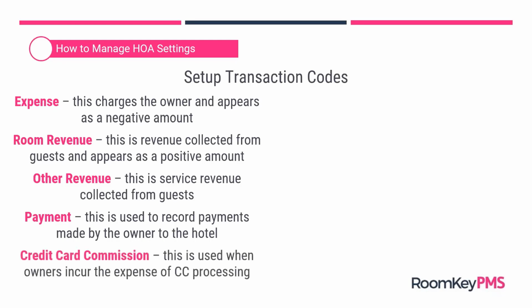The last type of transaction code is not as common, but it is also a different type that's here, and that is the credit card commission. This is used in the event that the charges that are incurred by processing credit cards are split between the hotel and the owners. So if you do pass on a portion or all of the processing fees for credit cards to the owner, you will need to create a credit card commission transaction code.